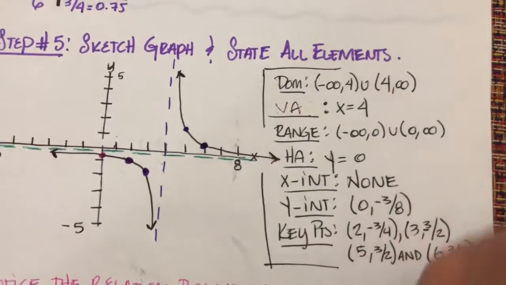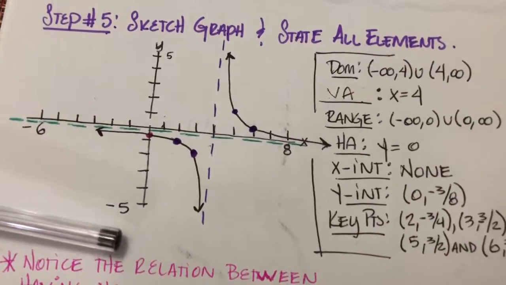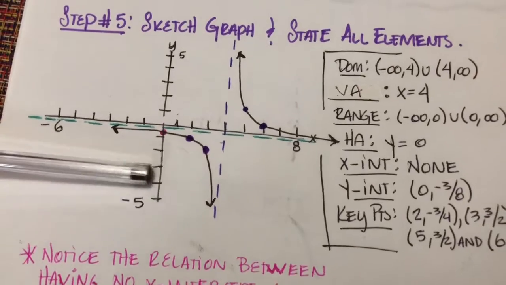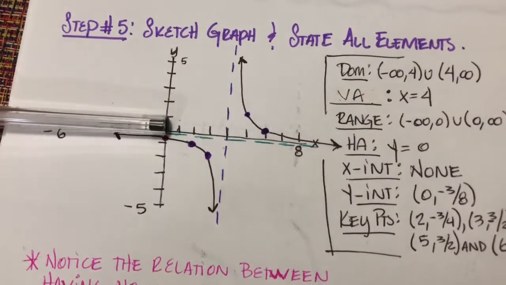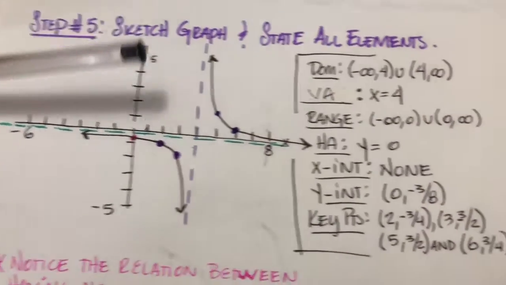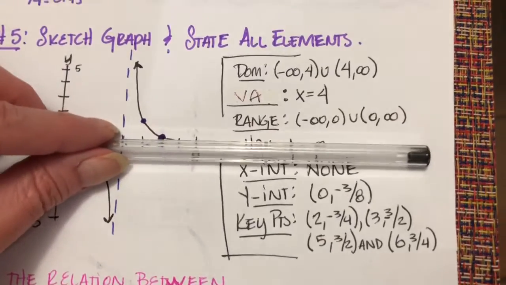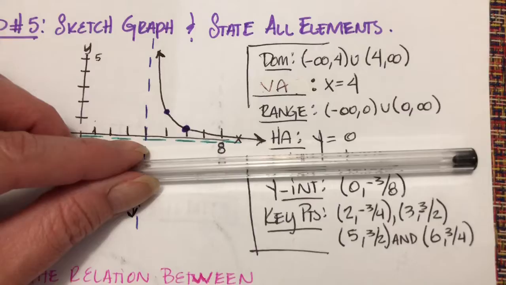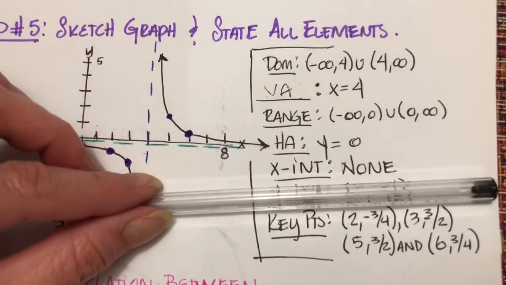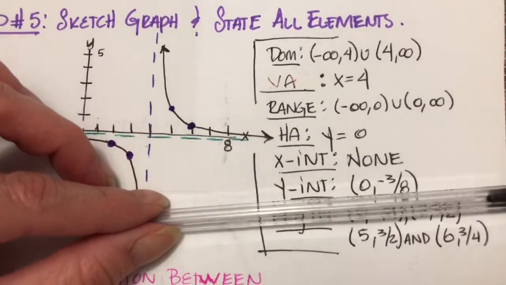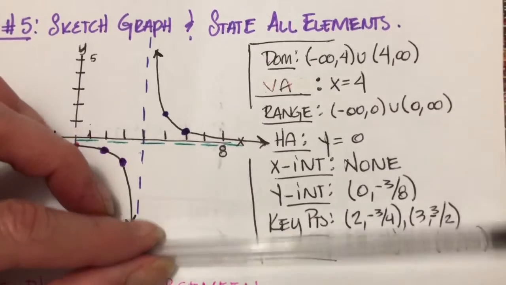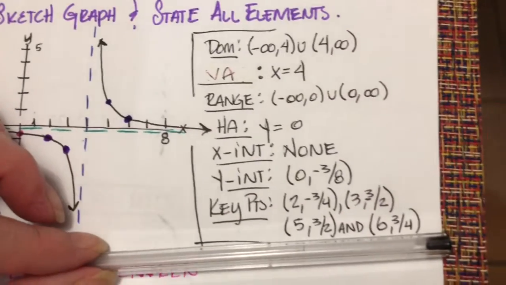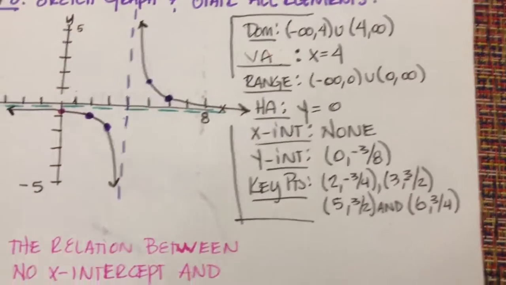The range, remember that is considered from bottom to top. So I go from -infinity to 0. I skip the 0 and continue to +infinity. That's why I have these in my range. The horizontal asymptote would be at y is equal to 0 or the x-axis. I didn't have any x-intercepts. My y-intercept was the coordinate (0, -3/8). And the key points are the ones that I got in the table of values.